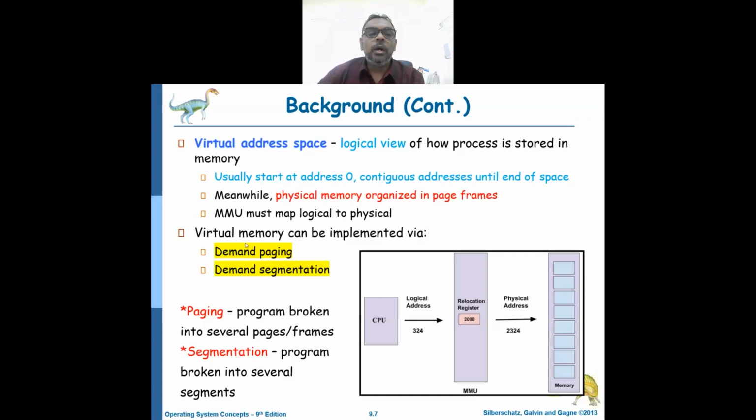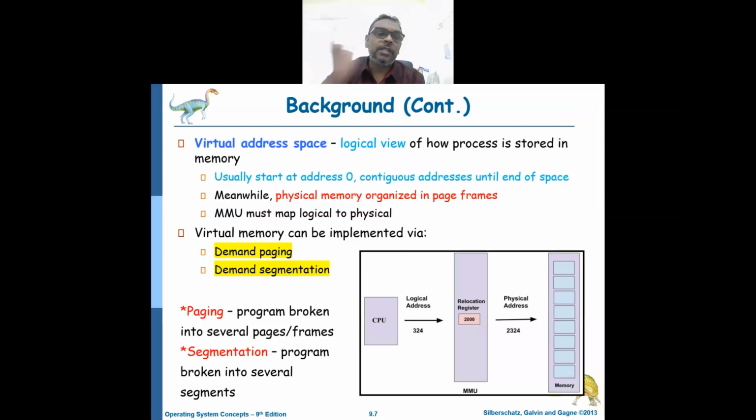Okay, so when you implement virtual memory, you can do it through demand paging or demand segmentation. What does this mean? This means each program will be either divided into several pages like we did yesterday, or several segments like we did also in chapter 8. The only difference between chapter 8 and chapter 9 is we call it demand paging and demand segmentation.